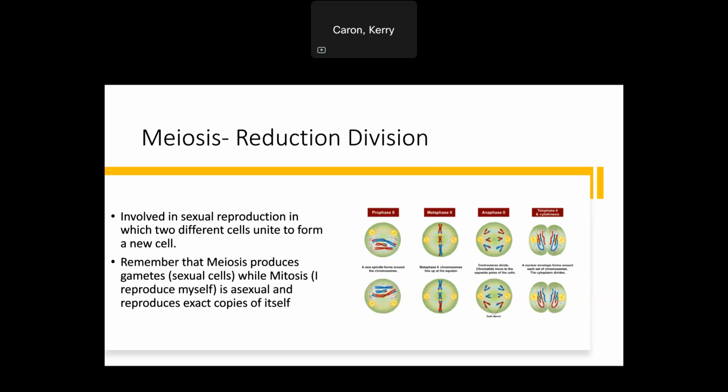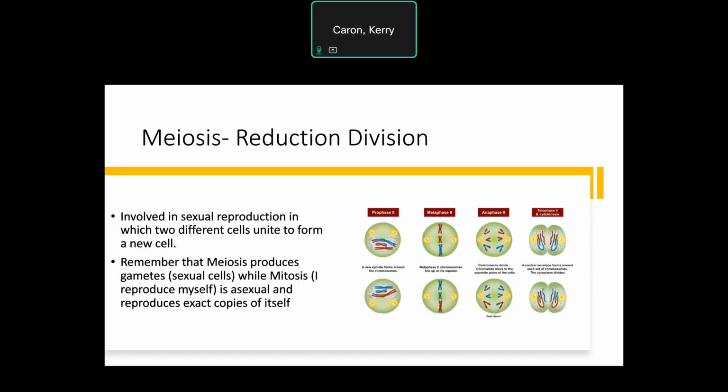Meiosis is different than mitosis. Meiosis is involved in sexual reproduction, whereas mitosis is asexual. So meiosis involves two different cells uniting to form a new cell. Meiosis produces gametes or sex cells, and we'll refer back to this when we talk about reproduction.